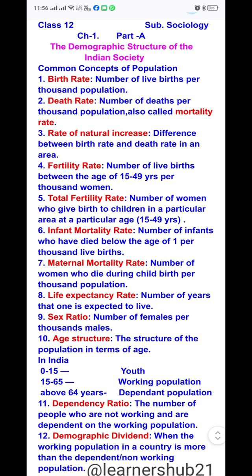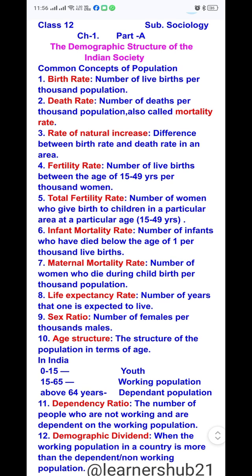Life expectancy rate. The number of years that a person is expected to live is known as the life expectancy rate. Next concept is the sex ratio. In an area or in a country, the number of females per thousand males is what we call the sex ratio.